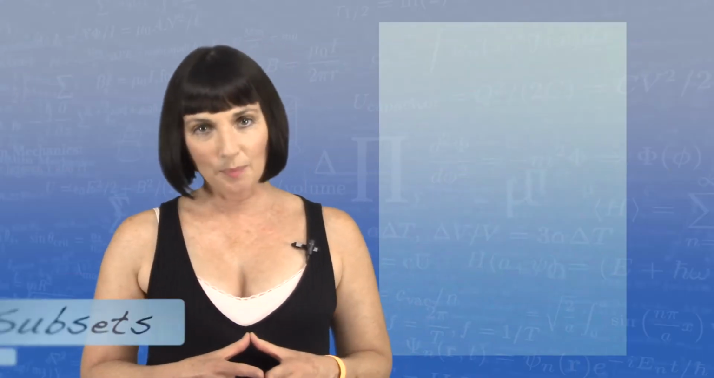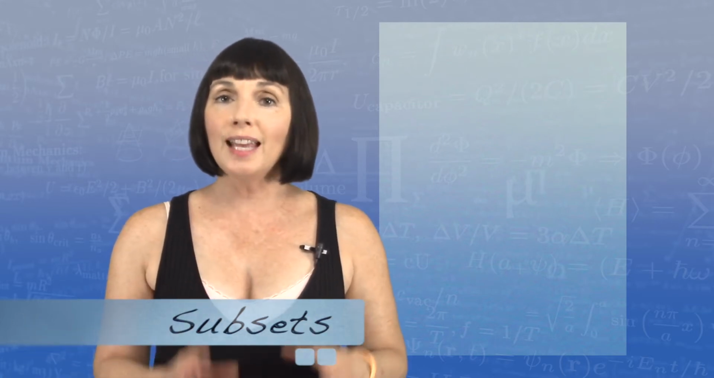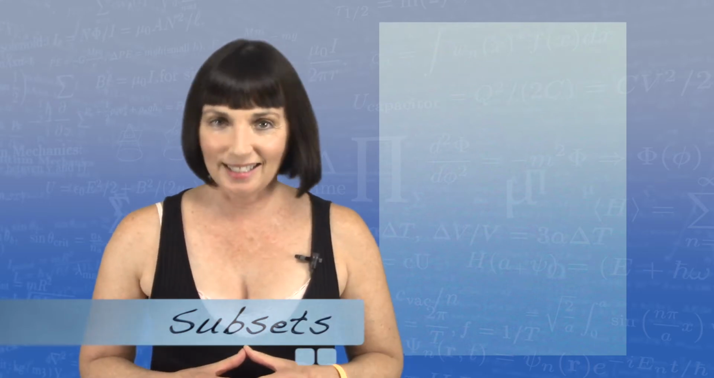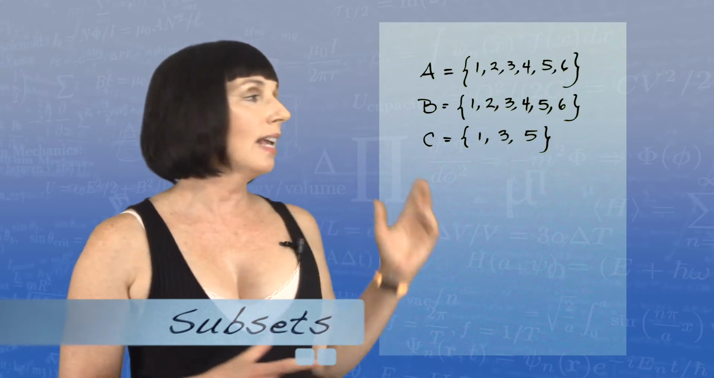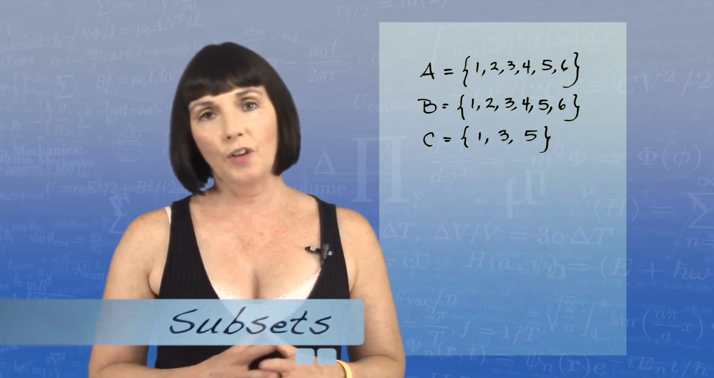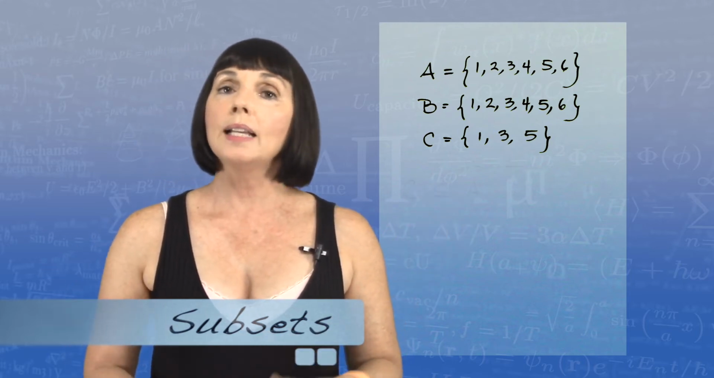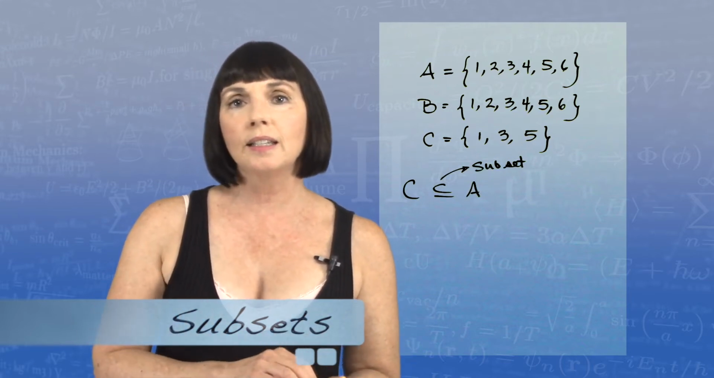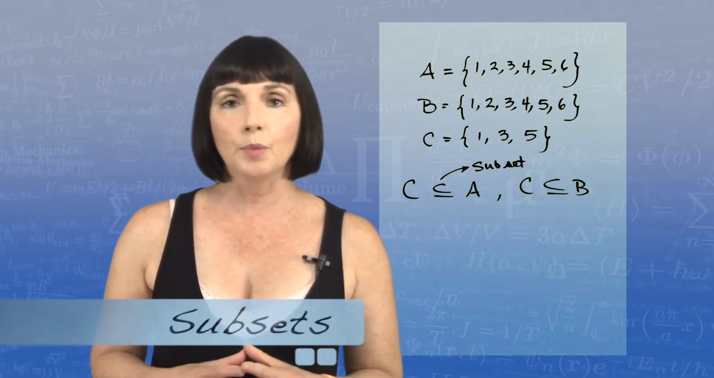Let's talk about subsets. One set is a subset of a second set if all the elements in the first set are also in the second set. Let's take a look at an example. It'll be a lot clearer. So I have 3 sets here. Set A has the elements 1, 2, 3, 4, 5, 6. Set B has the elements 1, 2, 3, 4, 5, 6. And set C has the elements 1, 3, 5. Now, set C is a subset of set A because everything in C is also in A. Set C is also a subset of set B for the same reason.